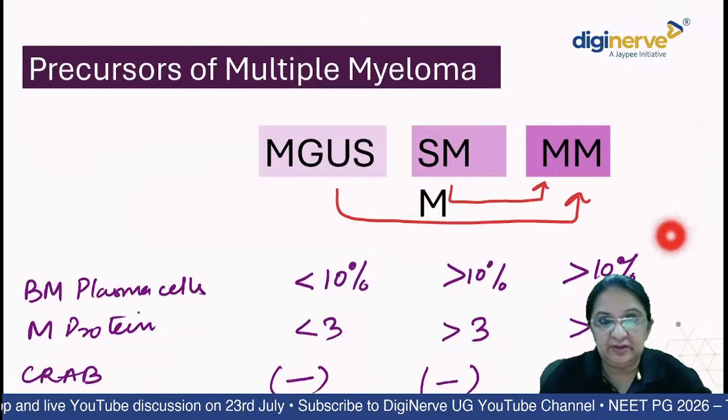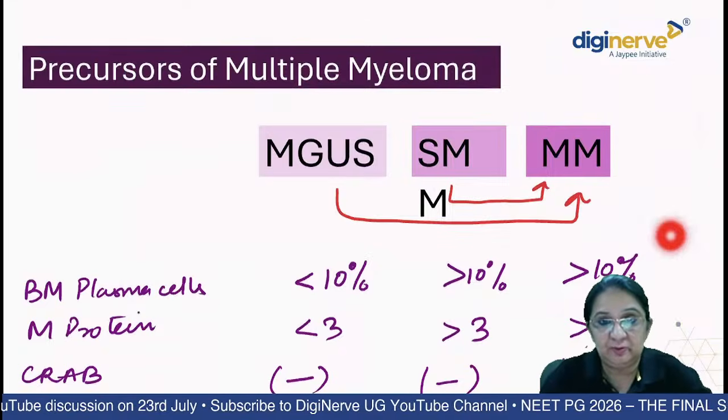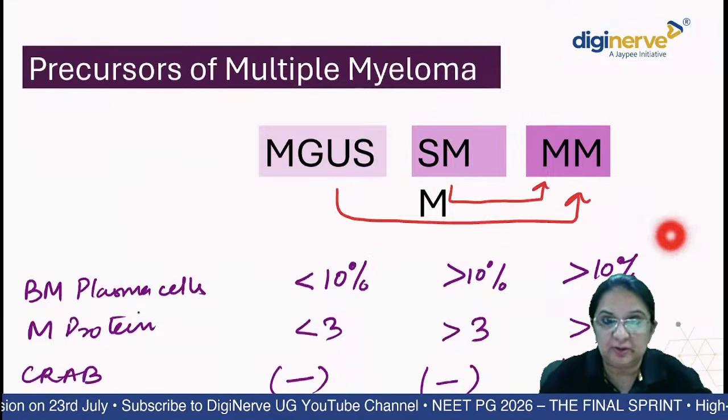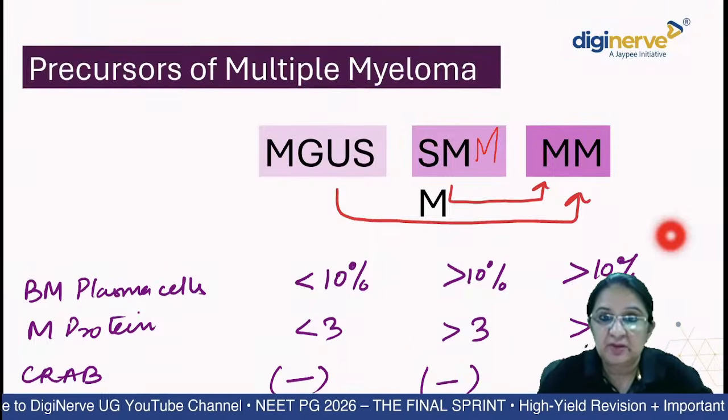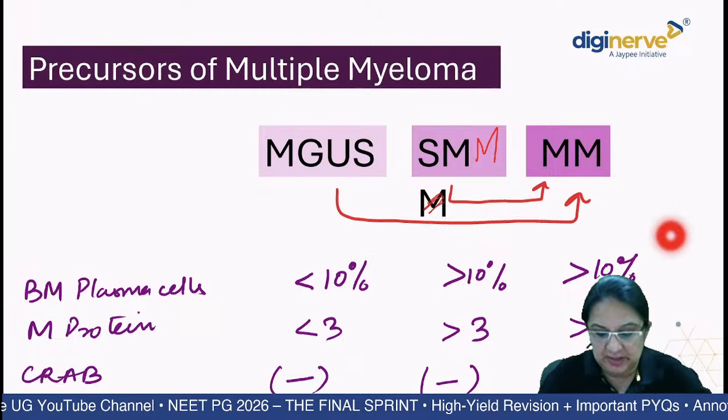Now, very quickly going to the precursors of multiple myeloma. Precursors of multiple myeloma, we know about MGUS and smoldering multiple myeloma, which can progress to multiple myeloma.